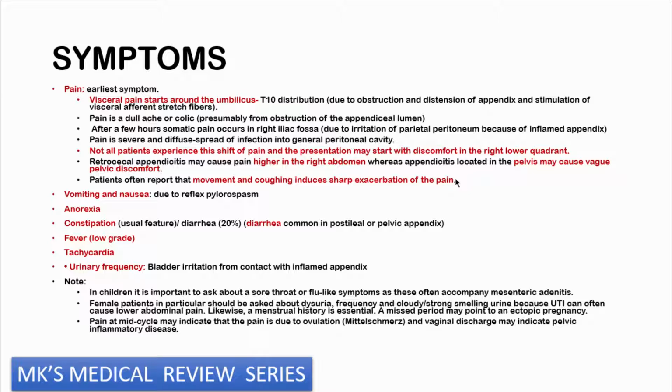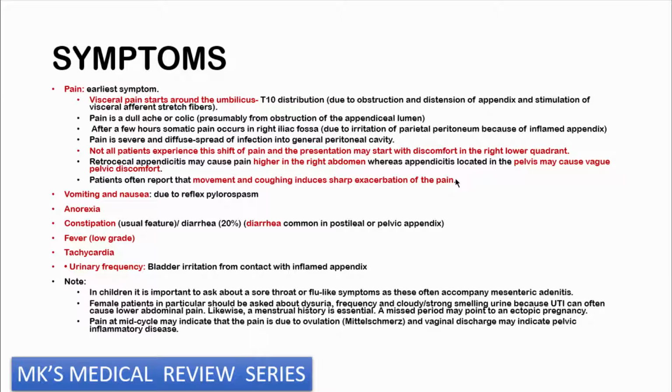So you really have to take note that if you're dealing with a child, make sure that you ask about this child having sore throat or flu-like symptoms that may often accompany mesenteric adenitis. Then in female patients, you should ask about a history of dysuria, frequency, any cloudy or strong smelling urine, because UTIs can also cause low abdominal pains.